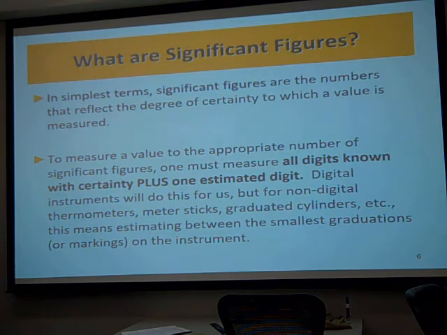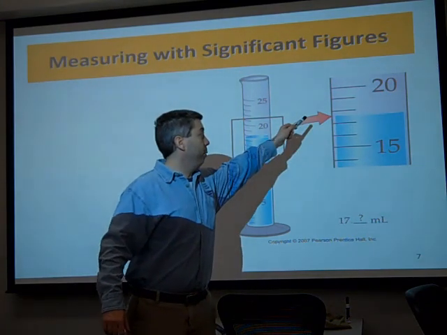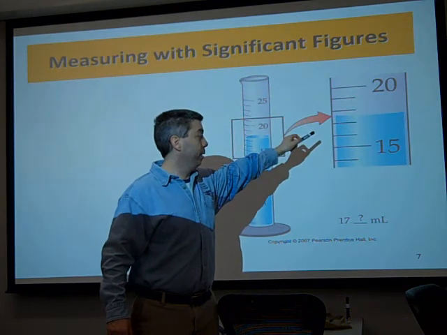Essentially, when we estimate, we're estimating between the smallest markings on our measuring instrument, whatever that happens to be. Graduated cylinder, ruler, thermometer, whatever. And another interesting thing about significant figures, it reflects the precision of a measurement. All right, so measuring with significant figures. So let's take a look at this example. So you see here that we have the water level here in the graduated cylinder.